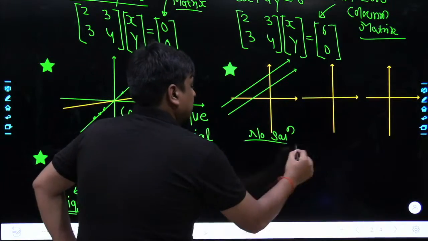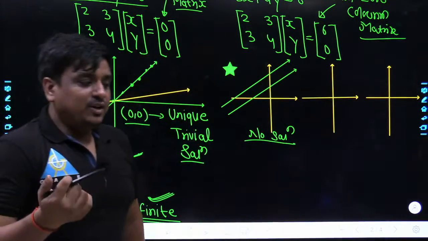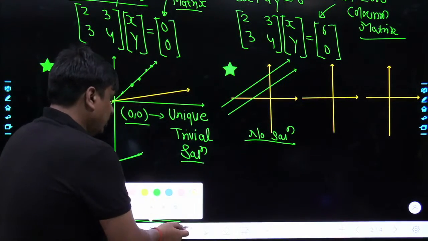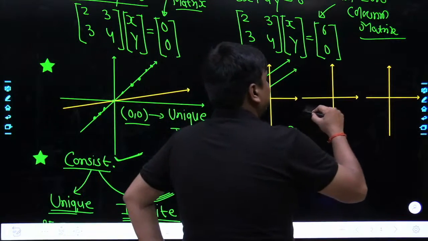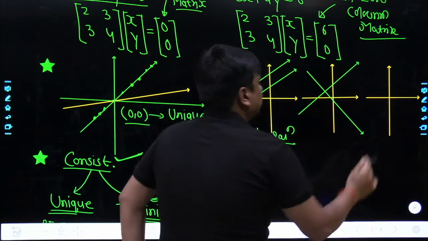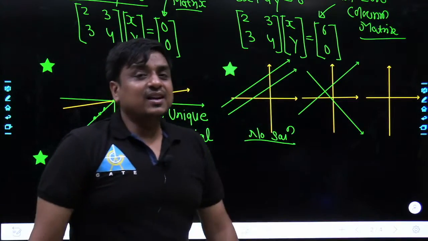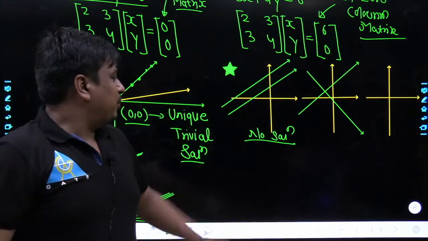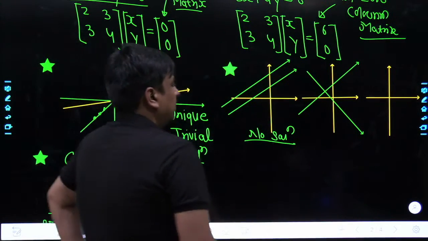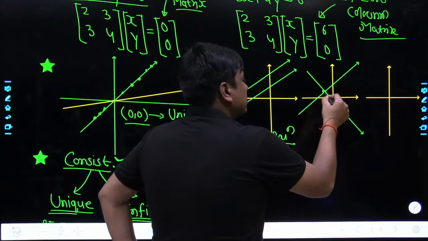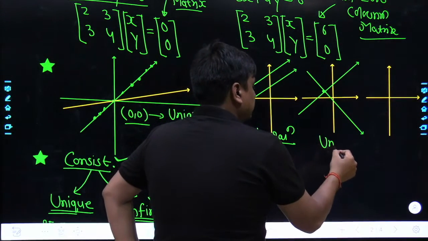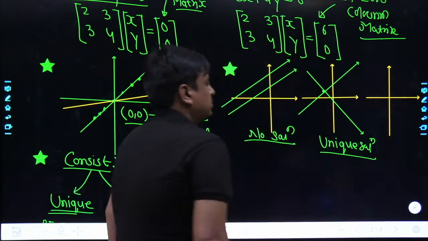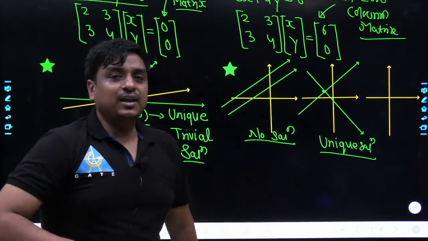No solution. Yes. When you'll have a case of unique solution, see, if you have a situation where both of these straight lines have different slopes, then for sure they have to meet somewhere, and wherever they meet, that is going to be the only solution of this linear equation, and you'll have a unique solution. Unique solution.